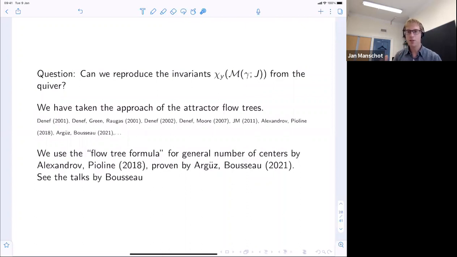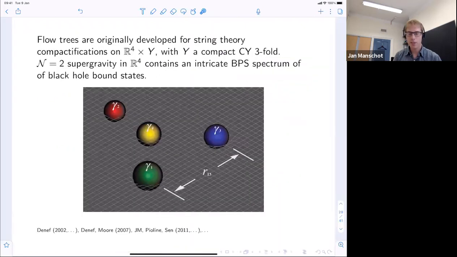But we apply that in order to determine the BPS invariants for these quivers. So let me just indicate a little bit of the ideas behind this flow tree formula. It was originally developed for string theory compactifications on R4 times a compact Calabi-Yau threefold, and then the N equals 2 supergravity in R4 that contains an intricate BPS spectrum of black hole bound states.